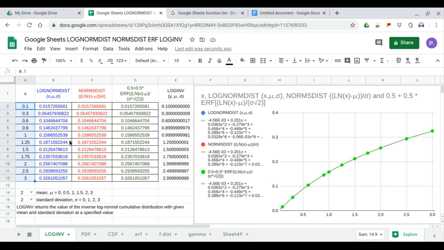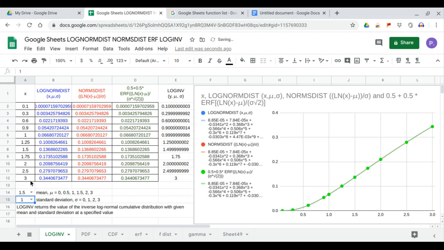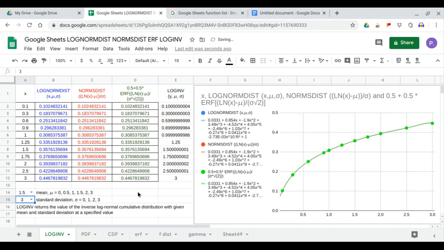So this shows the relationship of the log inverse, the ERF, the NORMSDIST, and the log NORMSDIST function. We can play with the values. We can use 3 or 1.5, and you choose 1. You can use 3 here. So we have just shown you the relationship of the log NORMSDIST, NORMSDIST, ERF, and the log inverse function of Google Sheets.